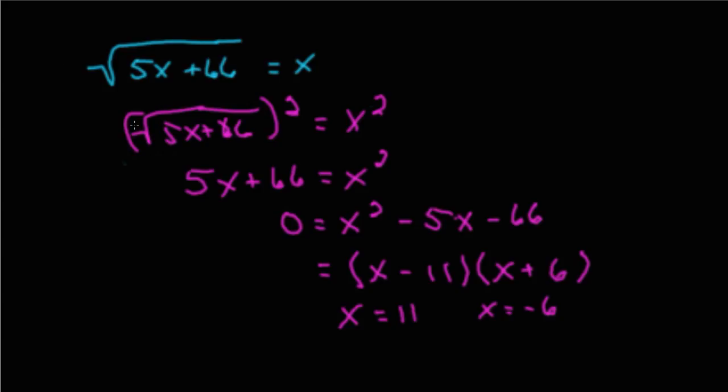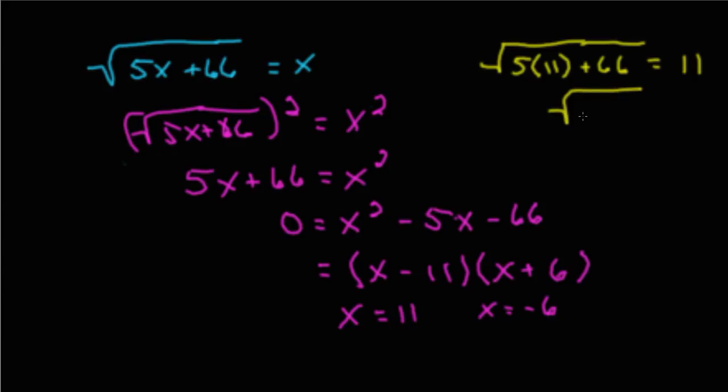So we can go back to our original equation and say, okay, the square root of 5 times x, in this case 11, plus 66 equals 11. Well, that would be the square root of 55 plus 66, which is 121, and that equals 11, and that checks out. So that's a solution.